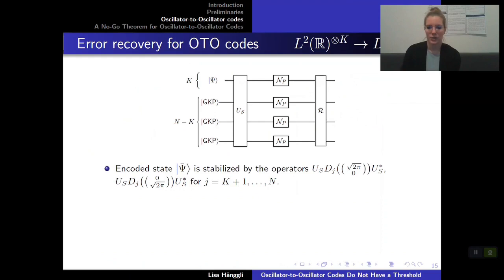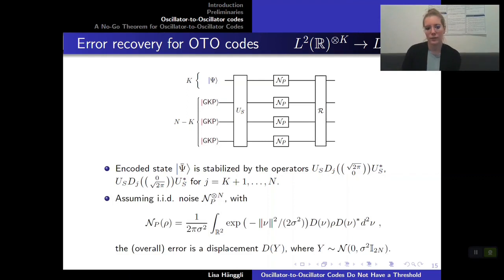Okay. So now for error recovery, we see that the encoded state, psi bar, is now stabilized by the displacements of the auxiliary modes, but transformed with respect to the encoding unitary U_S. And for the noise model, we assume, as in the case of pure GKP noise, IID random Gaussian displacement noise with variance sigma squared.